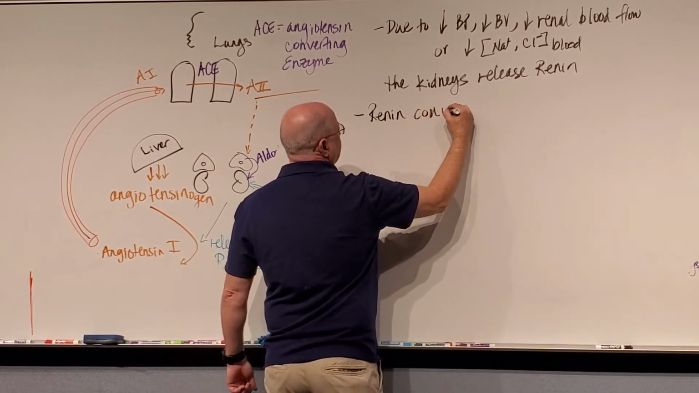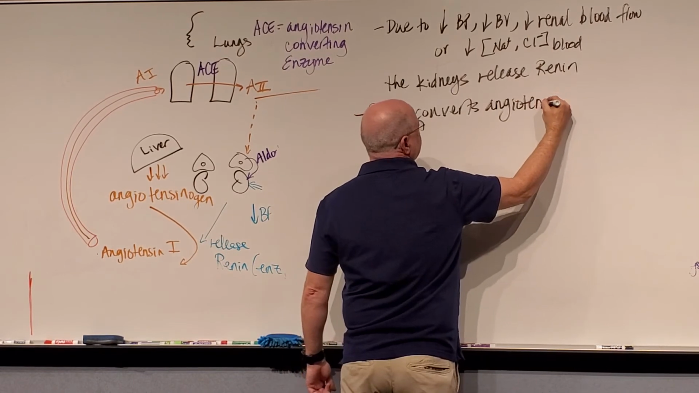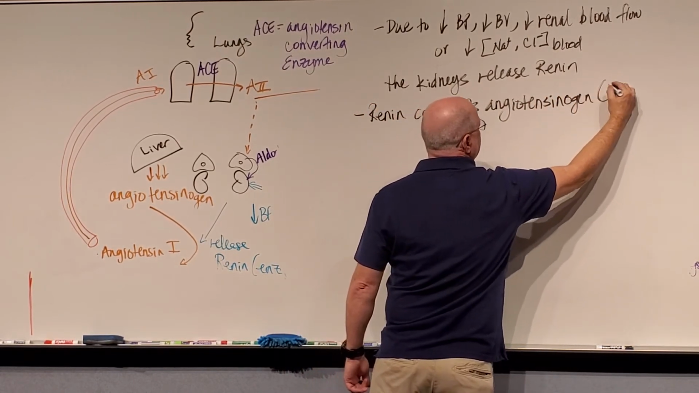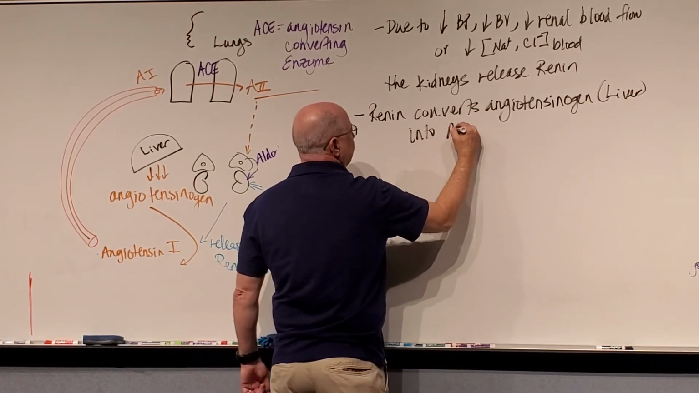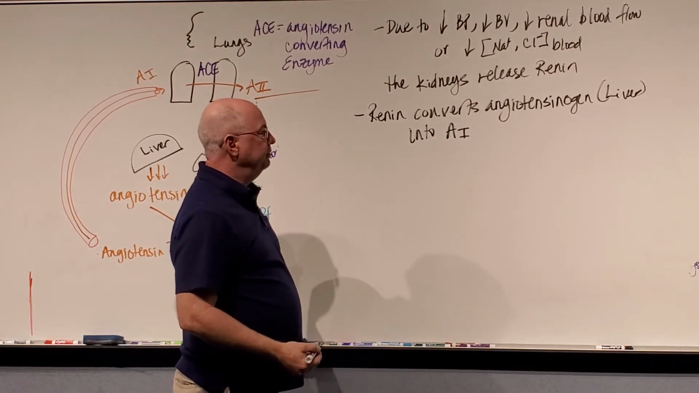Renin converts angiotensinogen from the liver into angiotensin 1. I'm not going to write the word out. You can look it up.